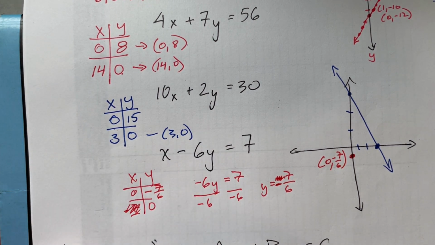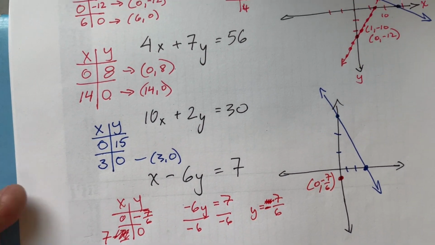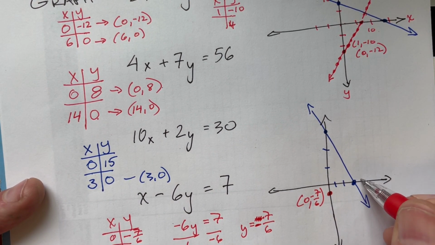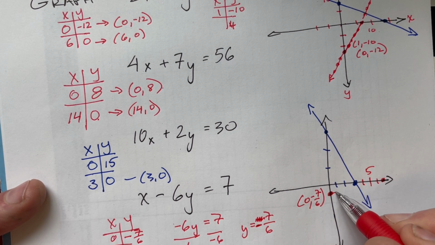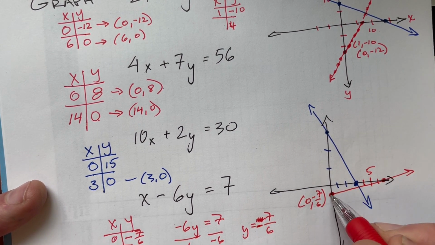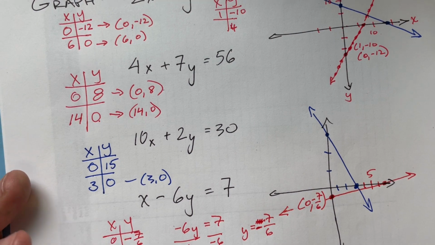Then if y is 0, that's easy. If y is 0, that drops out, and x is 7. So x would be 7, 5, 6, 7. And so there would be my line. It would have a shallow positive slope like that, okay?